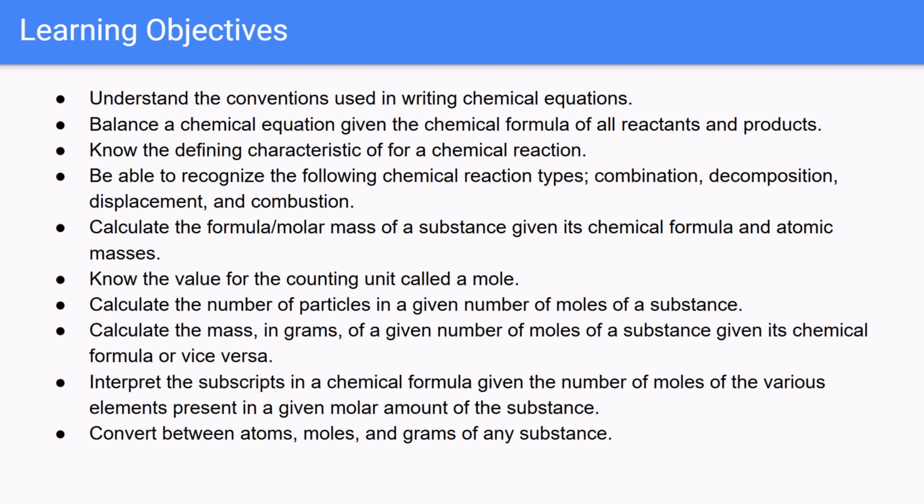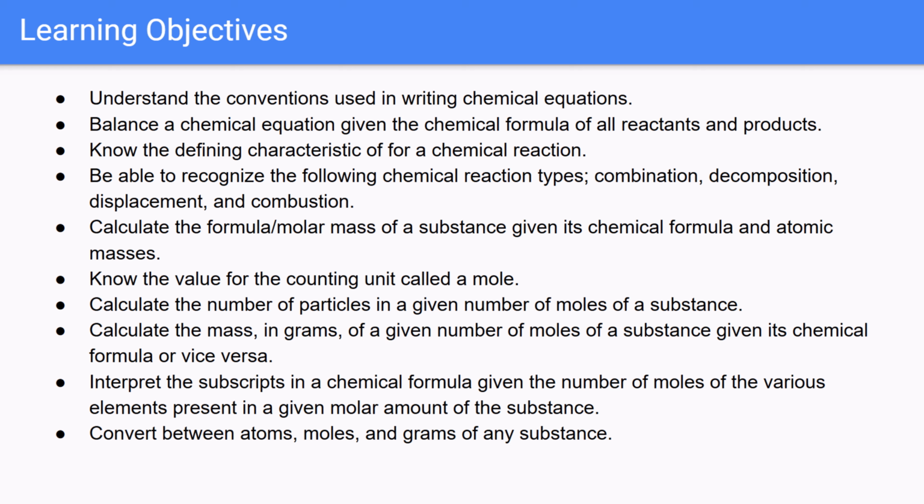My goal for you guys is to understand the conventions when writing chemical equations. You should be able to balance an equation given the chemical formula for all reactants and products, know the defining characteristics of chemical reactions. You should also be able to recognize the following chemical reaction types. That includes combination, decomposition, displacement, and combustion.